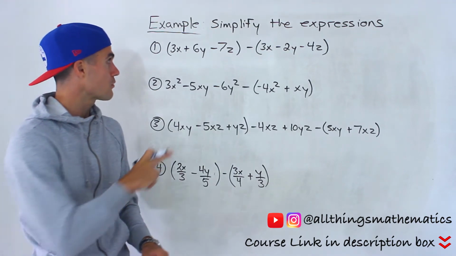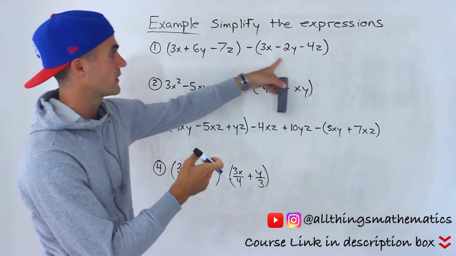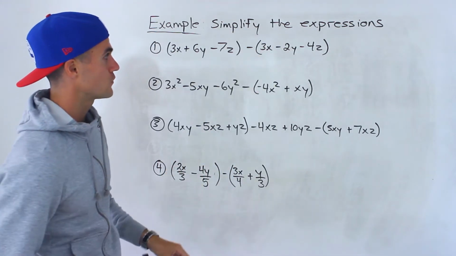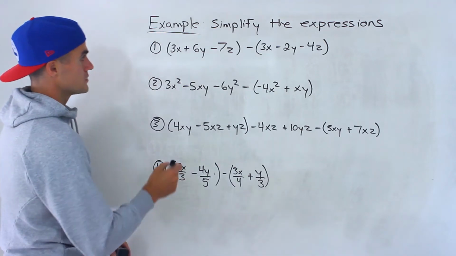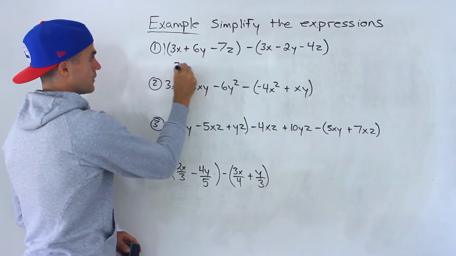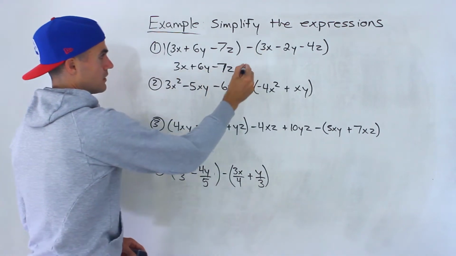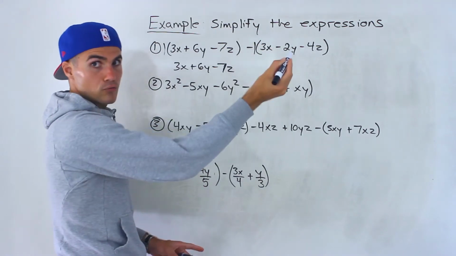We have to take these four expressions and simplify them. Starting with number one, we have 3x plus 6y minus 7z minus this bracket here, 3x minus 2y minus 4z. Notice this bracket we can actually get rid of because there's a positive 1 in front, which would keep everything the same. However, here we've got to distribute that negative 1 inside the bracket.